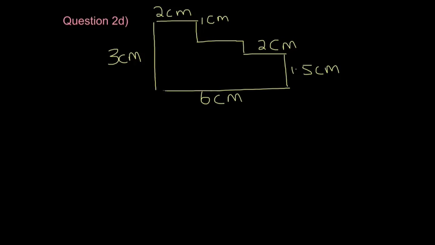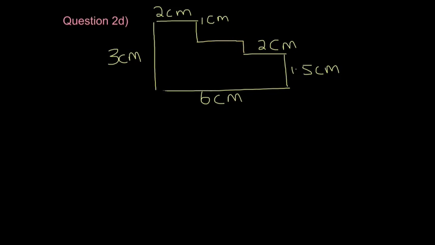Okay, I'm going to do question 2D to show you how this is done. So let me draw it up first. If we think back to our steps, the first thing we need to do is identify the side length of each side. So this side must be 3 centimeters. This side must be the 6 centimeters. Here's the 1.5. Here's the 2 centimeters. A 1 centimeter here and 2 centimeters here, which means we're missing this side and this side.